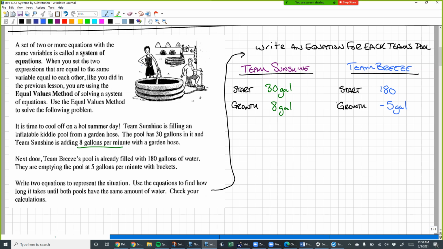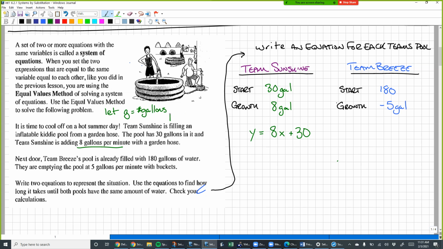I can write it as a variable with x and y. So I could write this the way that we know. Y is equal to the growth, which is 8 gallons times x, plus the starting point right there, 30. I can also write it for different variables. Let's say G equals number of gallons that we have.